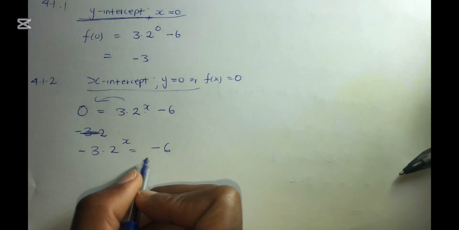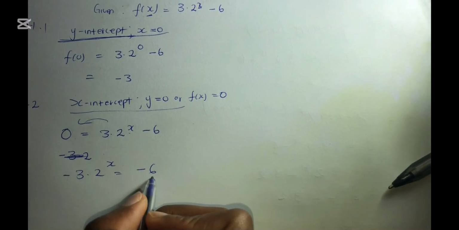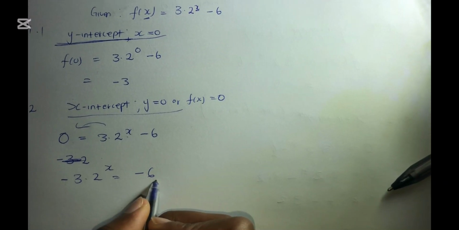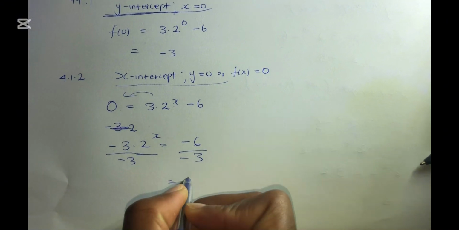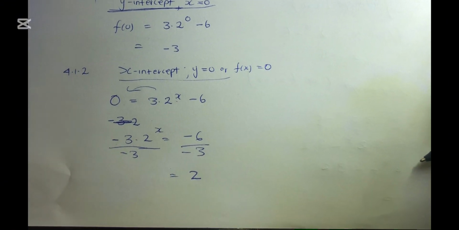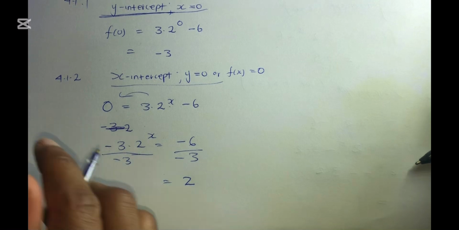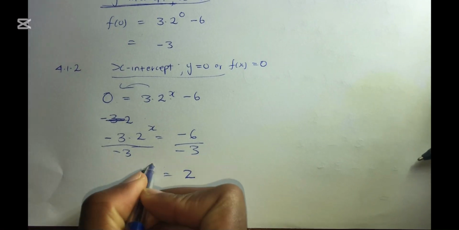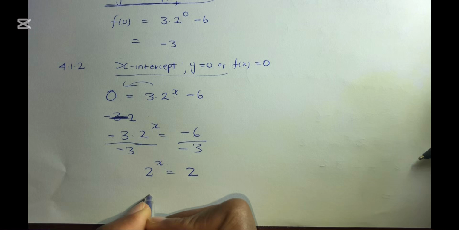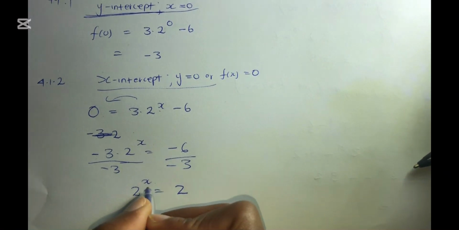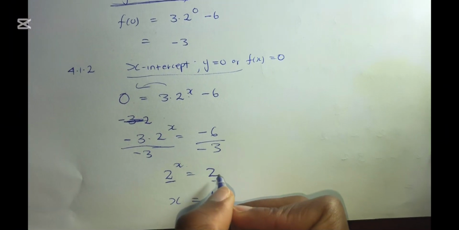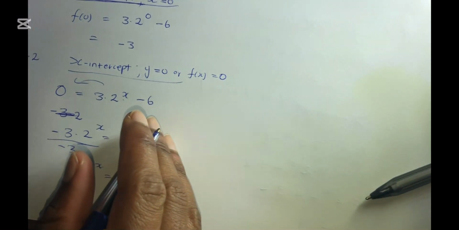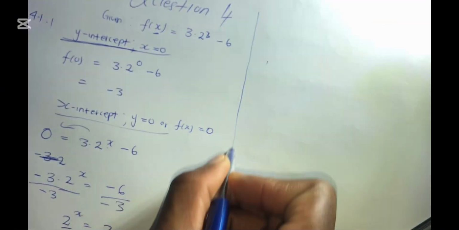You basically need to know your laws of exponents, and by seeing things we can make it simple. Divide by 3 here, so that we are left with the 2 to the power of x on this side. It's -6 divided by -3, so you'll be left with 2 on this side, and 2 to the power of x. Knowing the laws of exponents, you know that it's very simple. The bases are the same, so you equate the exponent to 1. There's an invisible 1.